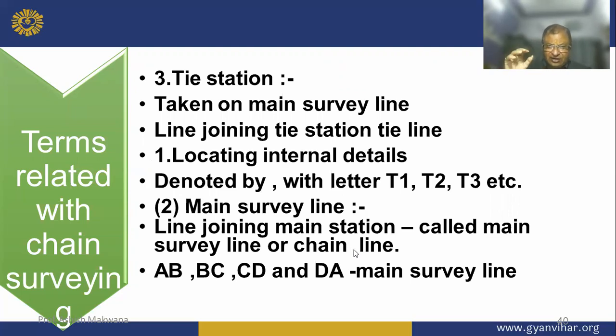The tie line is taken on the main survey line, joining stations and locating the internal detail, denoted by the letters T1, T2, T3, etc. The line joining main stations is called the main survey line or chain line. So A, B, B, C, C, D and D, A are the main survey lines.